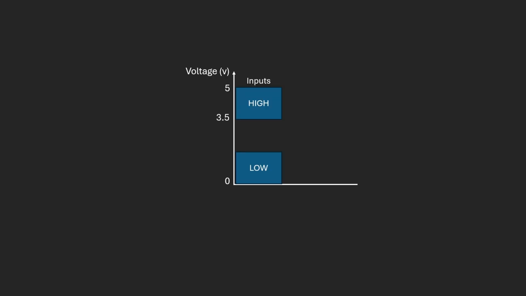So if anything 3.5 volts and above is high, and anything 1.5 volts and below is low, what about that space between 1.5 and 3.5 volts? Well, anything in this range is going to be an invalid input, which could make our output unpredictable. This is why we use pull-up and pull-down resistors, so we don't have any undesired floating voltages. I'm going to dive deeper into pull-up and pull-down resistors in a future video, but for right now, I just want to cover the basics of how this digital logic works.